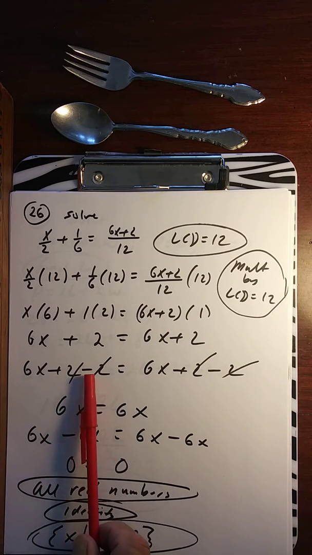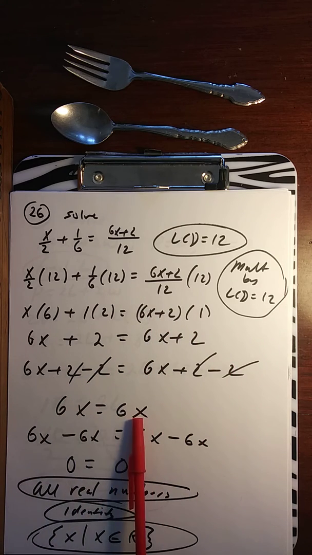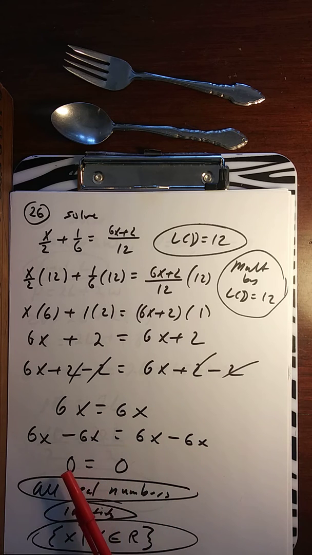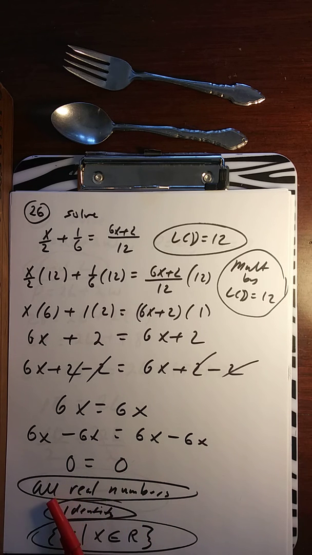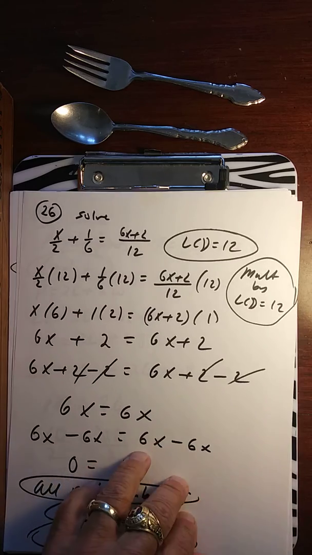So now, minus 2, these are gone. 6x equals 6x. Minus 6x, minus 6x. So I got 0 equals 0. Always true. All real numbers. It's an identity. X is an element of the real numbers.